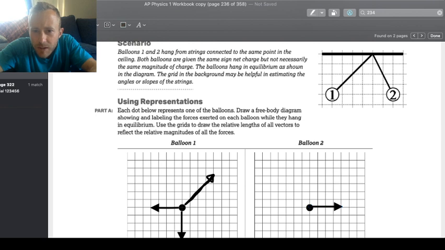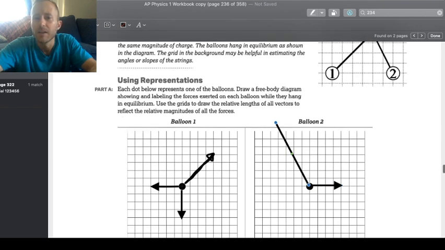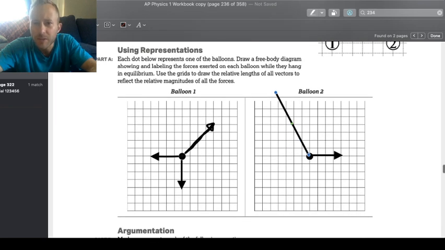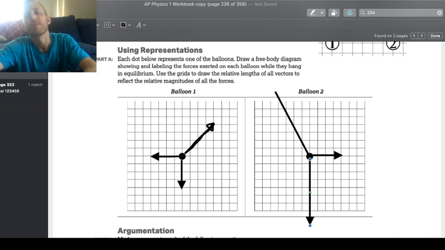So something kind of like this. Okay. The reason I did that is because this force goes over 4. Okay, so it's going to cancel out the horizontal electrical repulsion. And then we also have the weight force that goes down like this. So those are your forces. Let me see if I can draw a head on this arrow, like that. And you'd want to label those.